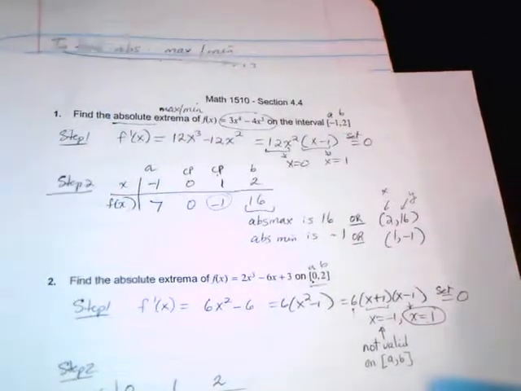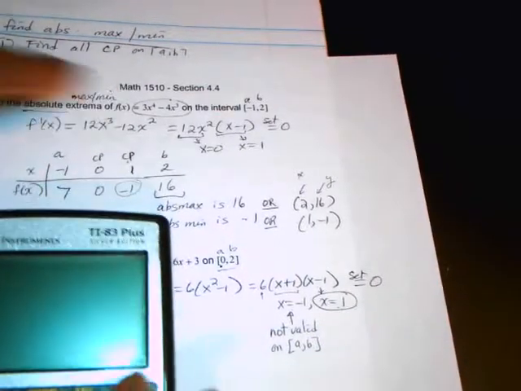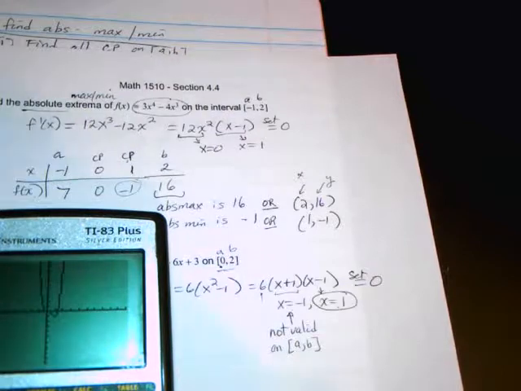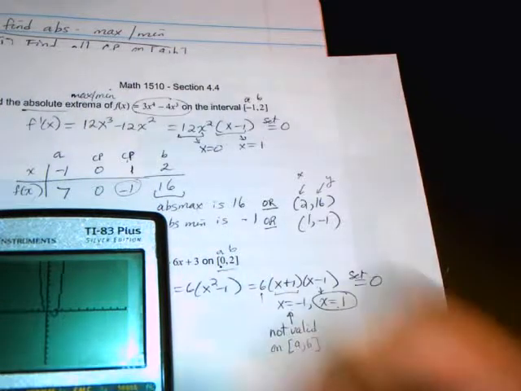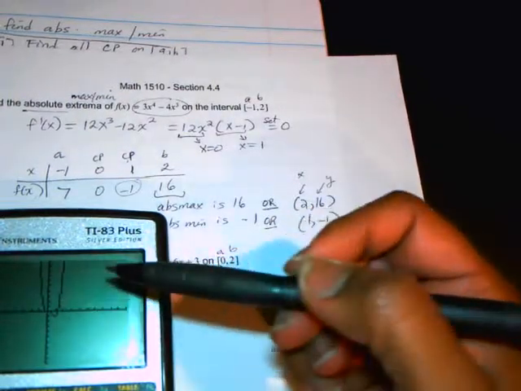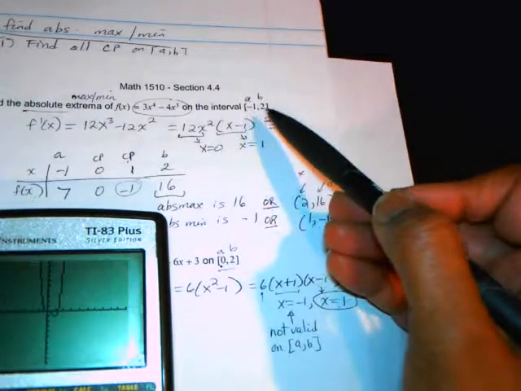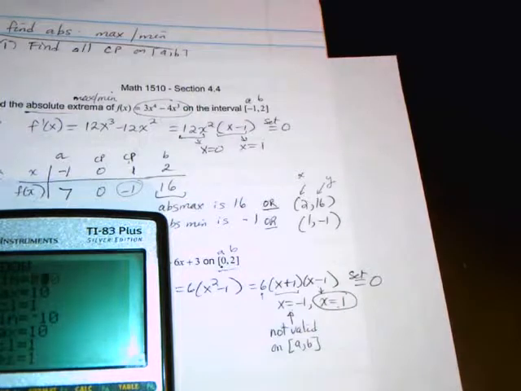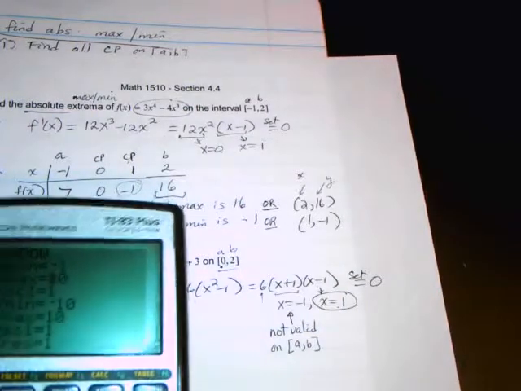So the first question, if you go to y equals and type that in, it should look like this. Now if you push graph on a standard window, it shows us the polynomial that goes on for a while, but we're looking only from -1 to 2. So you can go change your window. On the x, you just want to go from -1 to 2.